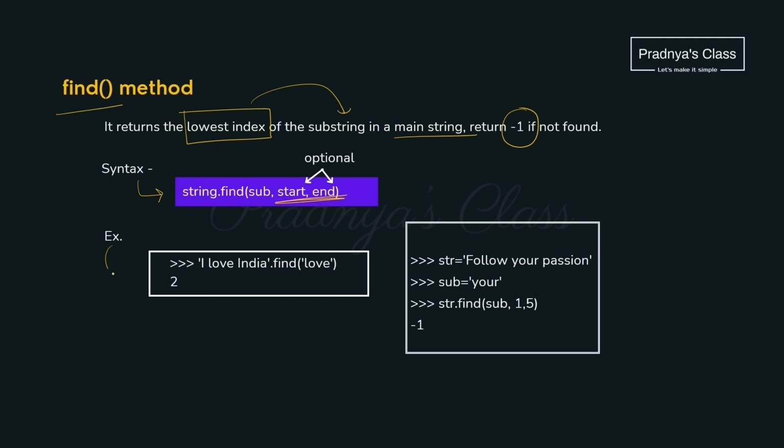Here is a simple example. We need to find out this string in a main string, which is at the index 2. So we got the lowest index. Lowest index means we will get the first occurrence index of that substring. If we couldn't find it, we will get -1.